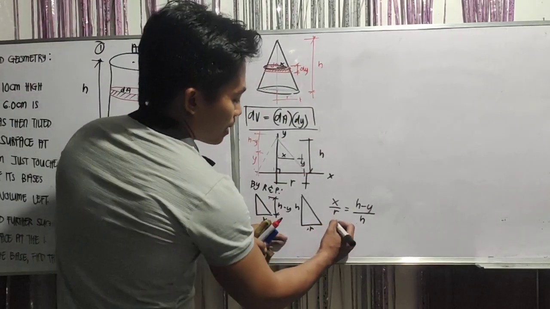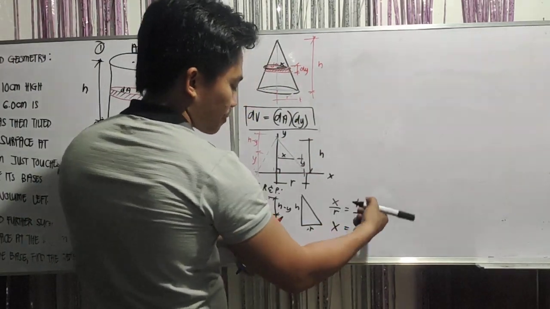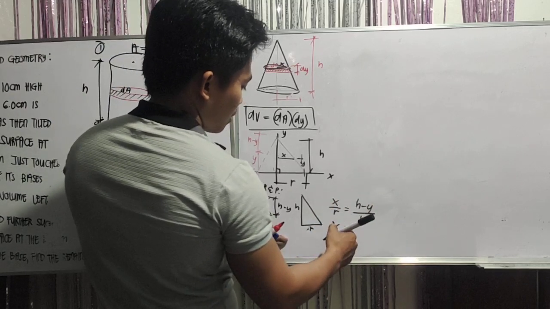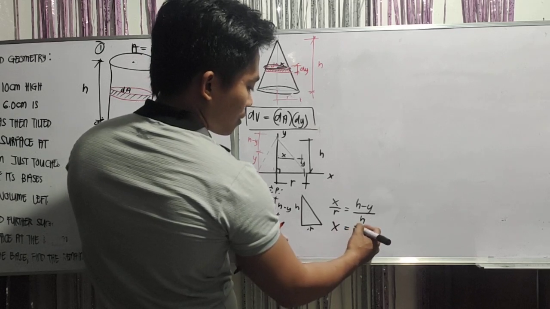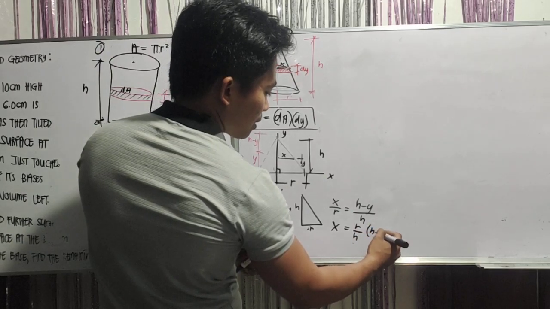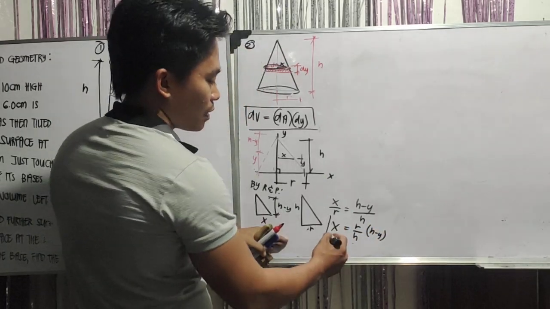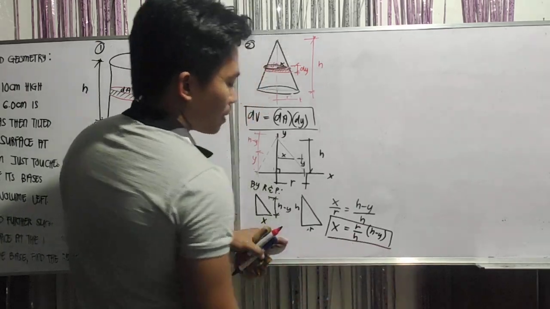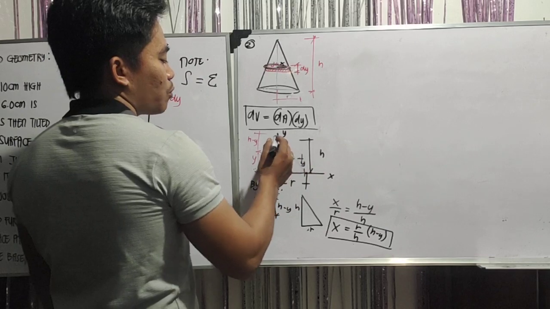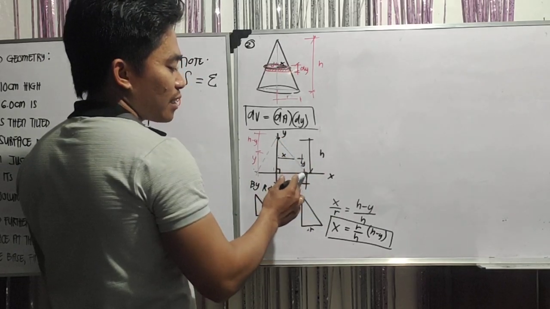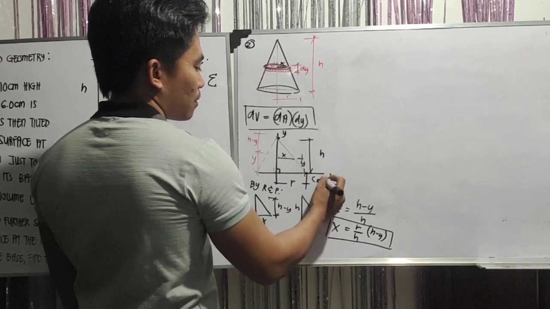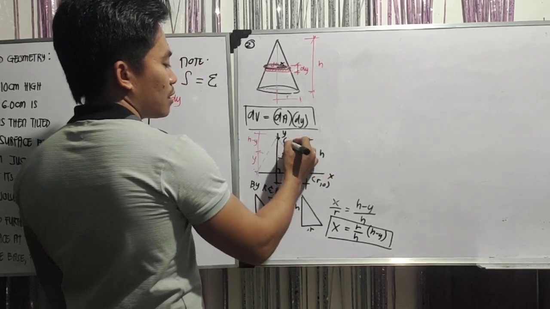So, what's that? X therefore is just simply r over h times h minus y. Yan ngayon si x ko. Okay? Now, actually, pwede mo lang gawin, okay? Kunin mo yung point na yan. Kunin mo yung point na ito. This is just r, 0, and this point is simply 0, h.